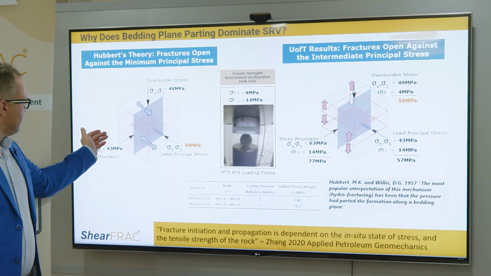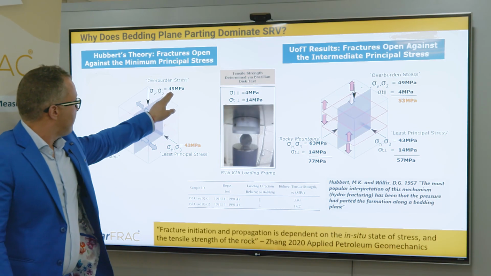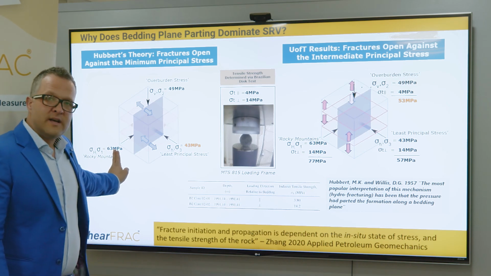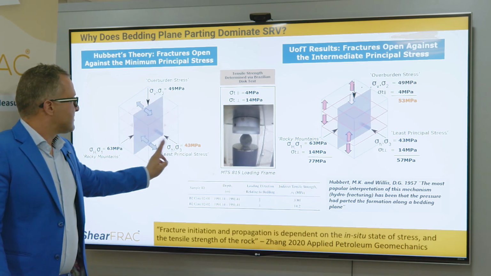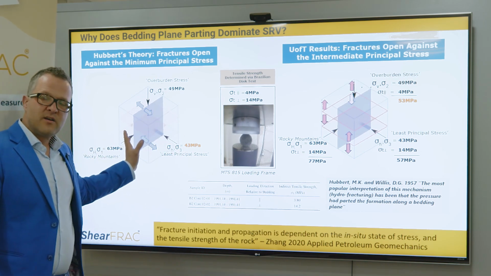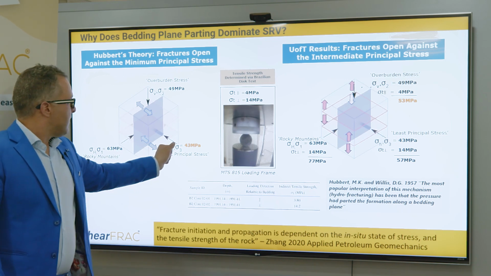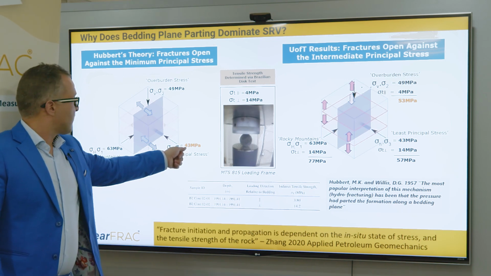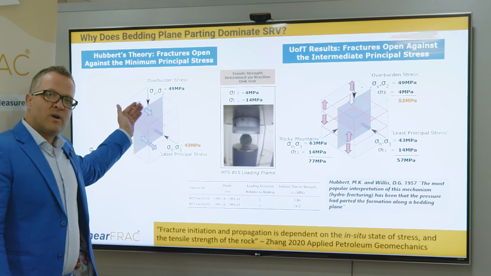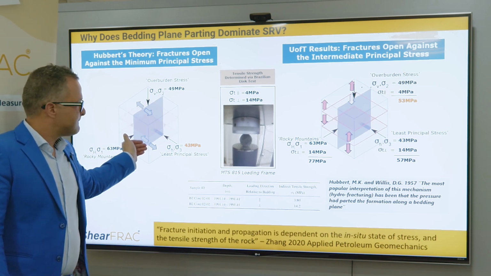Under Hubbard's model, you can see here, I've put in what we showed initially for what the principal stresses were and their direction under a strike-slip regime. You can see here the least principal stress, 43, and Hubbard's model wants to fracture against this way.